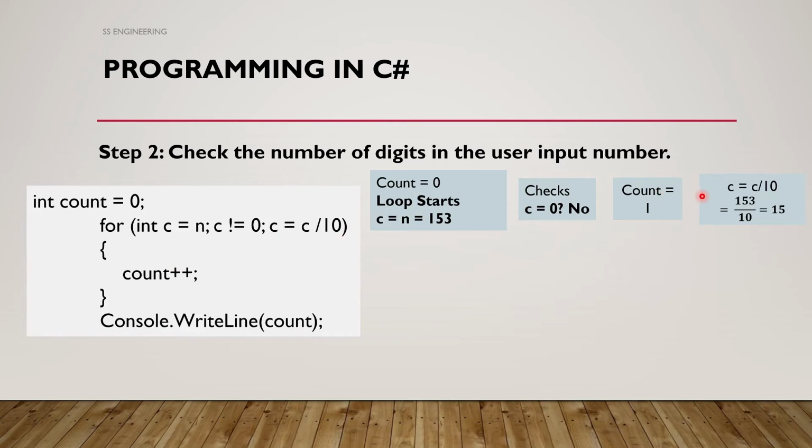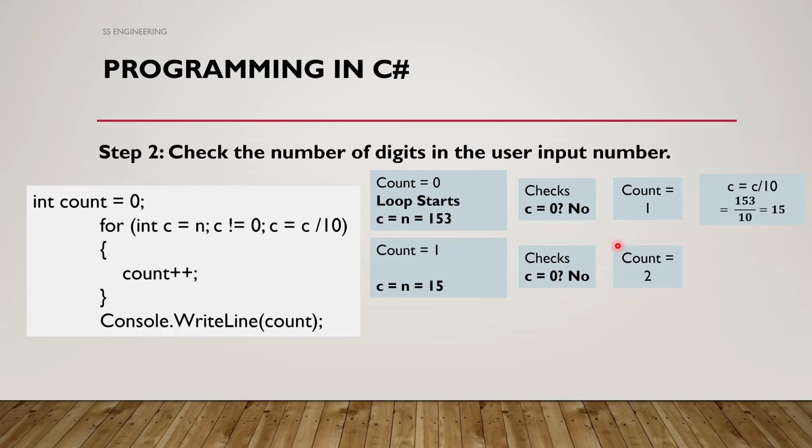In the next step, the value of c would be 153 divided by 10, that would be 15. Now 153 divided by 10 is actually 15.3, but because we put the int in front of c, the type of the variable c is integer, so it only takes the 15 and drops the values after the decimal. So now it goes into the second step. Now that we have count equal to 1, c would be equal to 15. I don't know why I put n here, but it's actually c equals 15. That comes from here, and then it goes into checking if c is equal to 0.